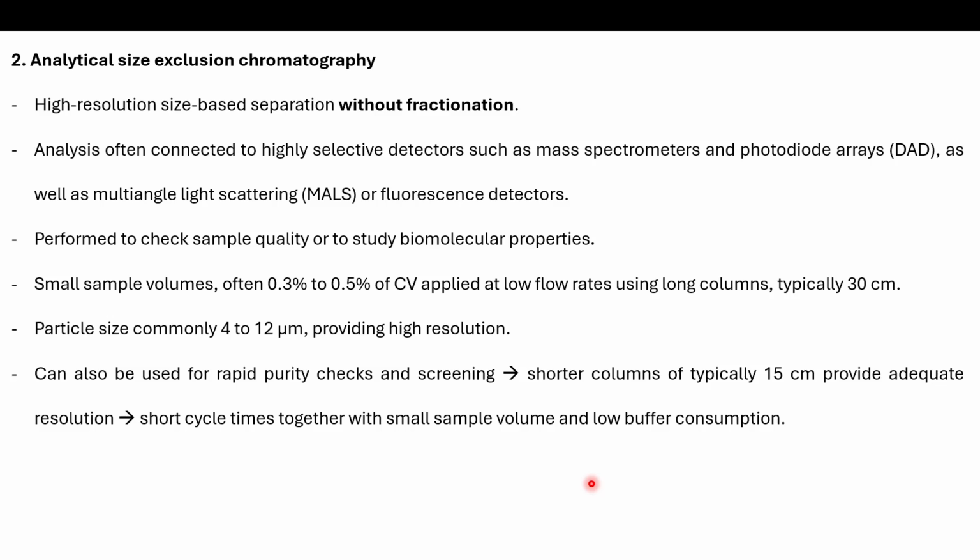Now another is analytical SEC. What happens here is high resolution size based separation without fractionation usually. So you are analyzing, whether it's a polymer, an oligomer, or whether your protein of interest is oligomerizing, etc.